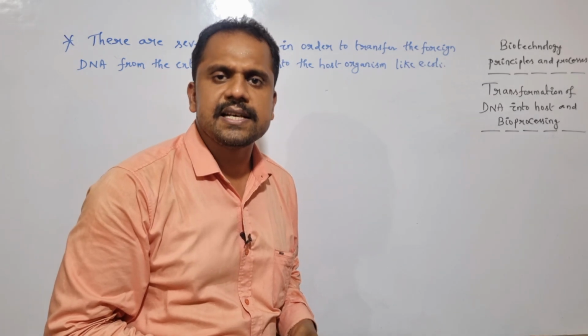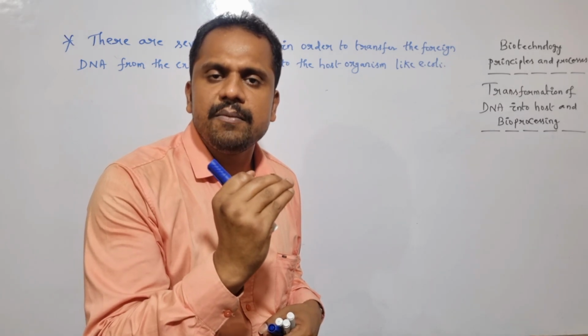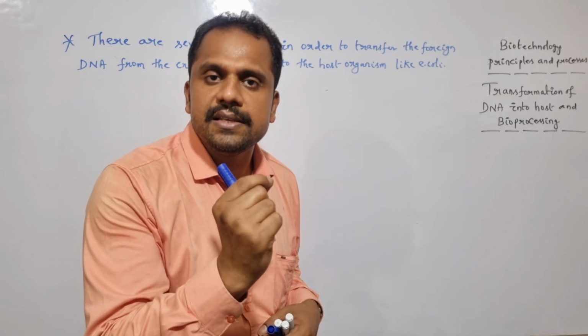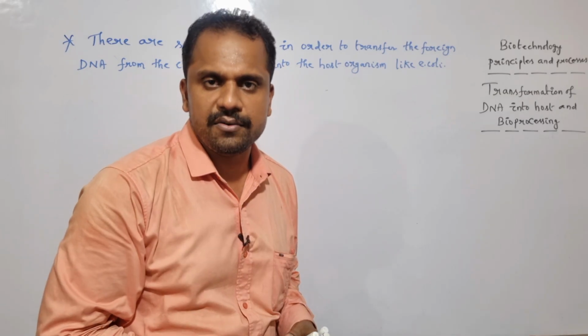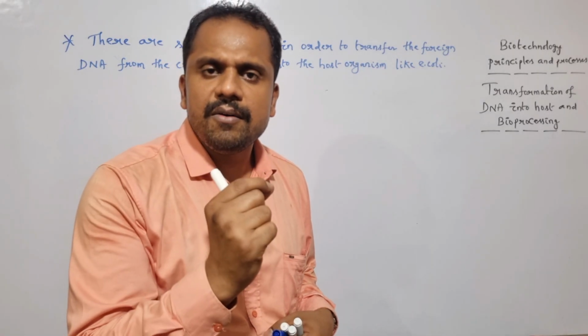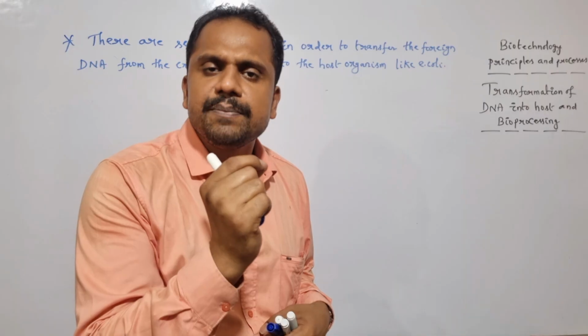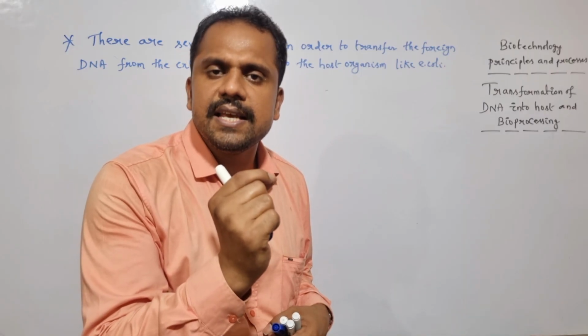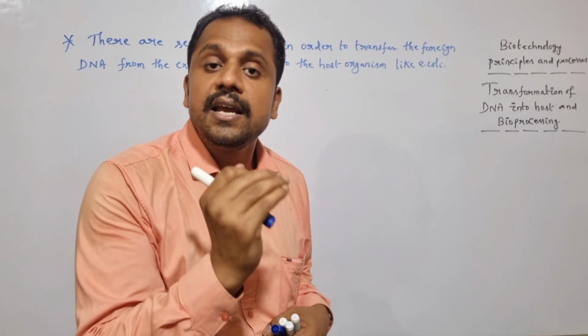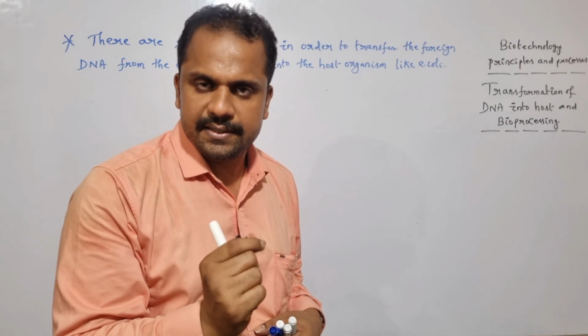After the successful formation of recombinant DNA, the recombinant DNA is allowed to insert into the specific E. coli host. After the successful insertion of the recombinant DNA into the E. coli host, the E. coli host which is in association with the recombinant vector is allowed to grow in the antibiotic containing medium. Is it clear?